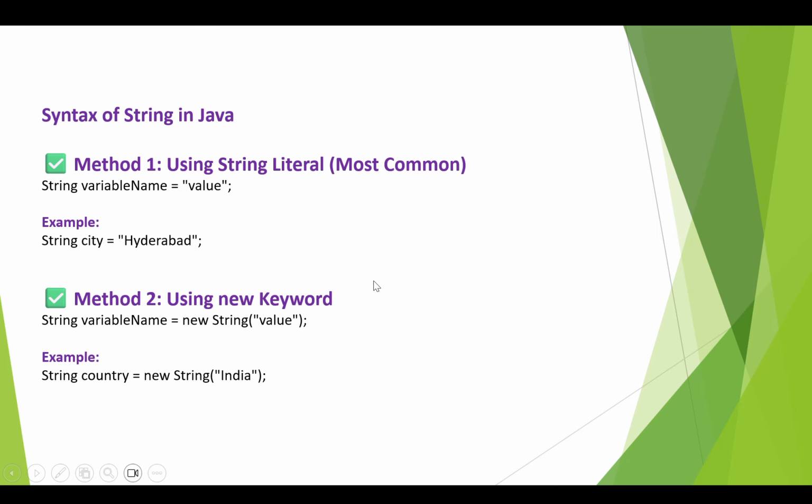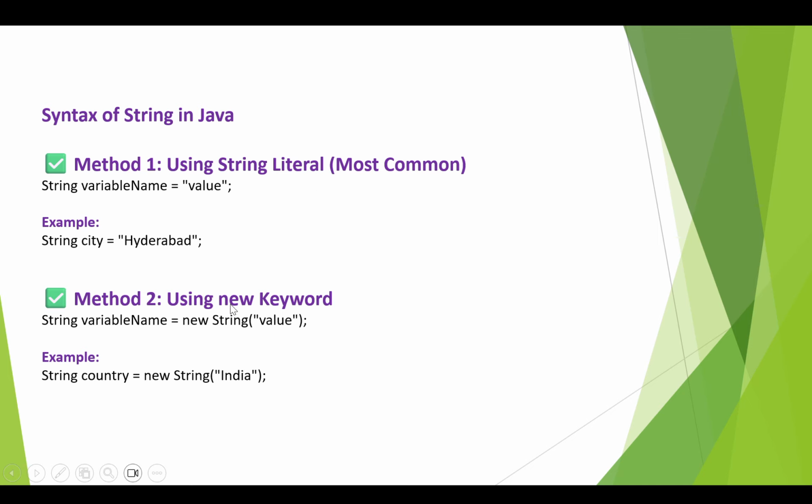Let's have a look at the syntax as well. We have two different ways of creating new strings. This is the first one, using string literal. We write the String keyword, provide a variable name, and assign the actual value. It is very important to have the string enclosed in double quotes; then only it will be considered a string. So this is one way of creating new strings, using the string literal method.